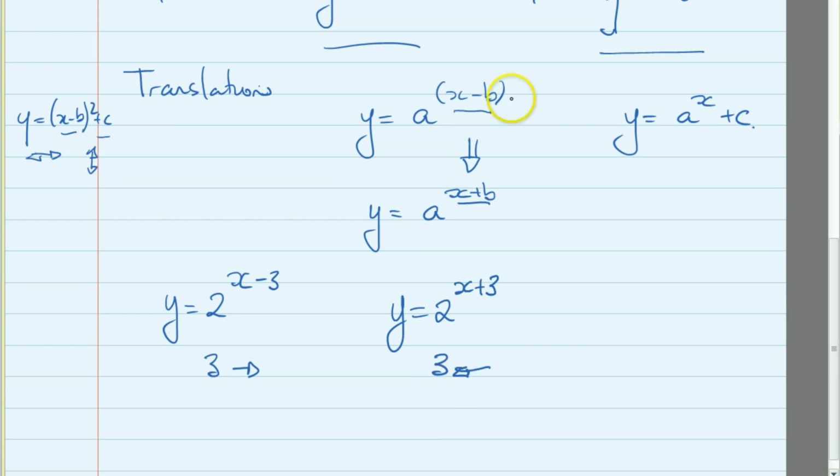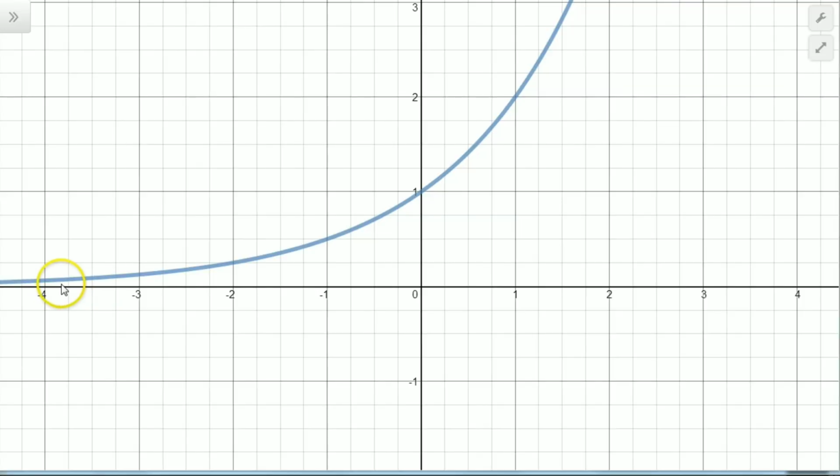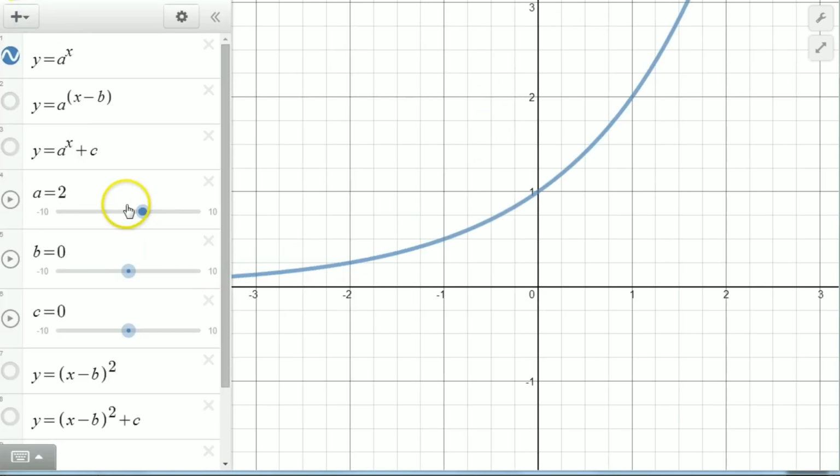So I prefer the use of x minus b because it fits with everything that we've seen so far, especially when we've been dealing with the parabolas and quadratics and so on. So once again, we're going to start with our graph of y equals 2 to the x. This does look like y equals 2 to the x, which it is. Let's have a look. Our green line here, because b is 0, it's exactly the same.